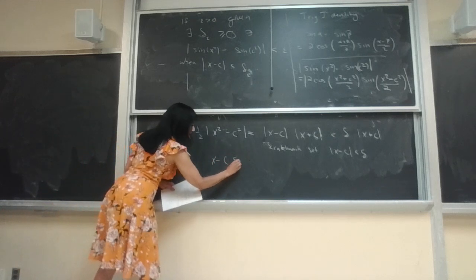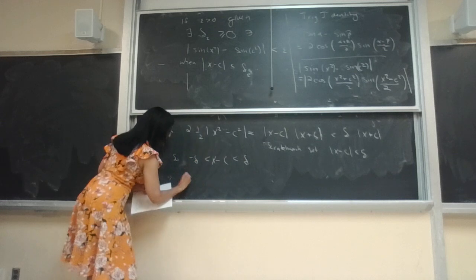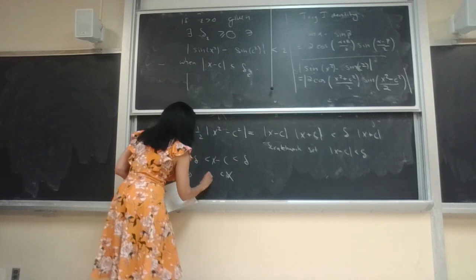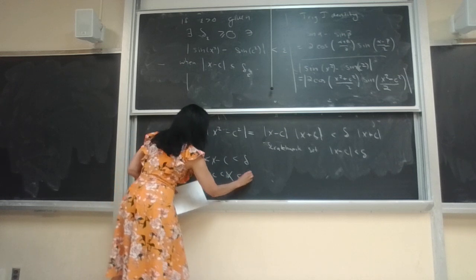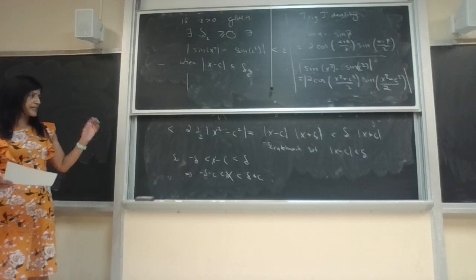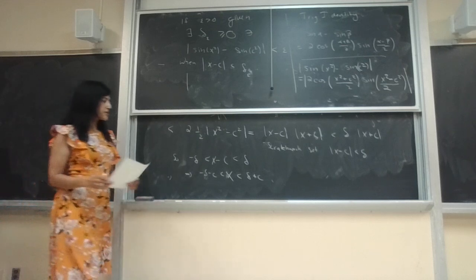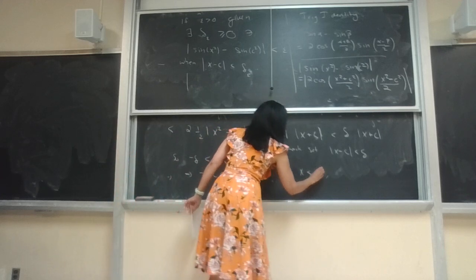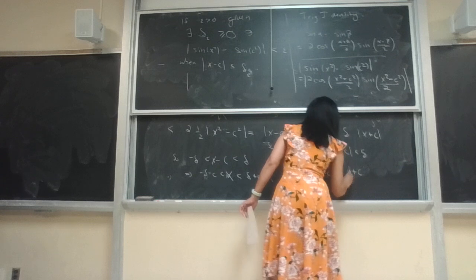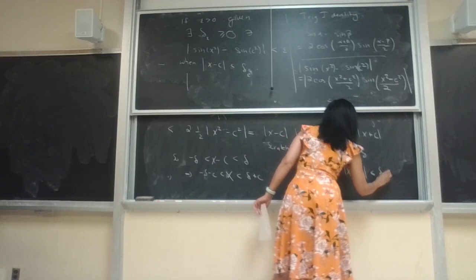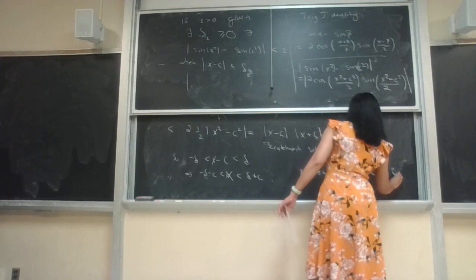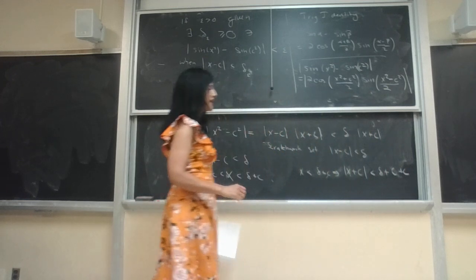x minus c is less than delta and bigger than minus delta, which implies x is between minus delta minus c and delta plus c. And I really can take the right-hand one. So I'll take x is less than delta plus c, which implies x plus c is less than delta plus c, c on the right side.